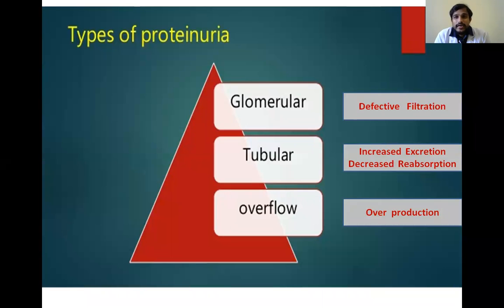So types of proteinuria, depending upon the formation, it is divided into glomerular, tubular, and overflow. In glomerular, there is a defect in the glomerulus, a defect in the filtration, due to which the proteins will be increased. And in tubular, the defect is in the tubules, the proximal and distal convoluted tubules, due to which there is increased excretion and decreased reabsorption, which also leads to the proteinuria. And in overflow, there is overproduction of the proteins. In that case also, proteins will be excreted in urine, leading to proteinuria.